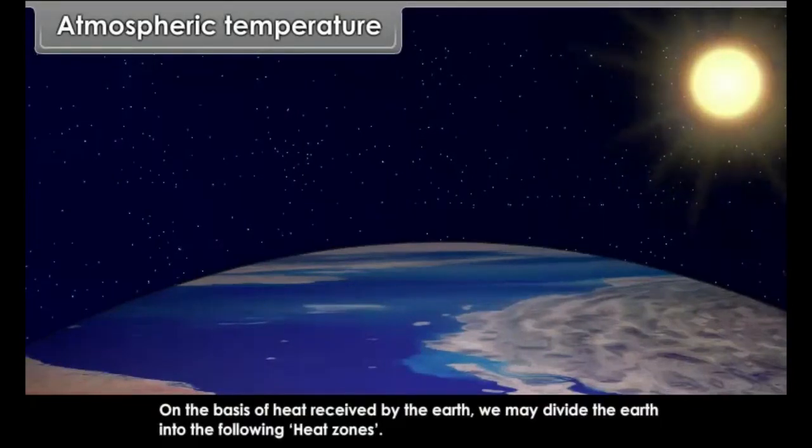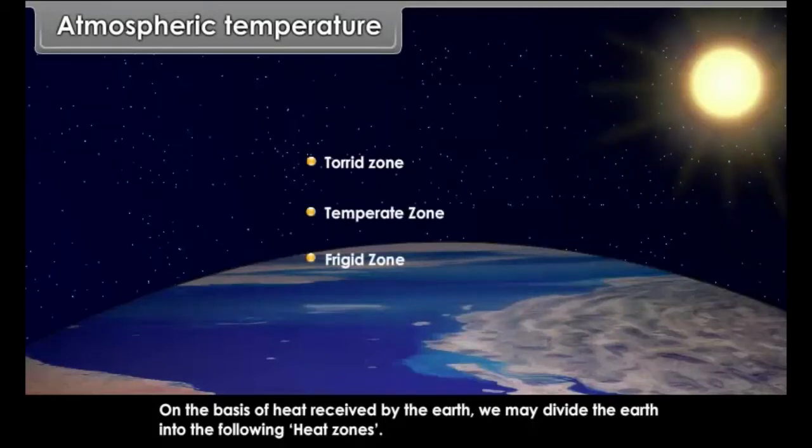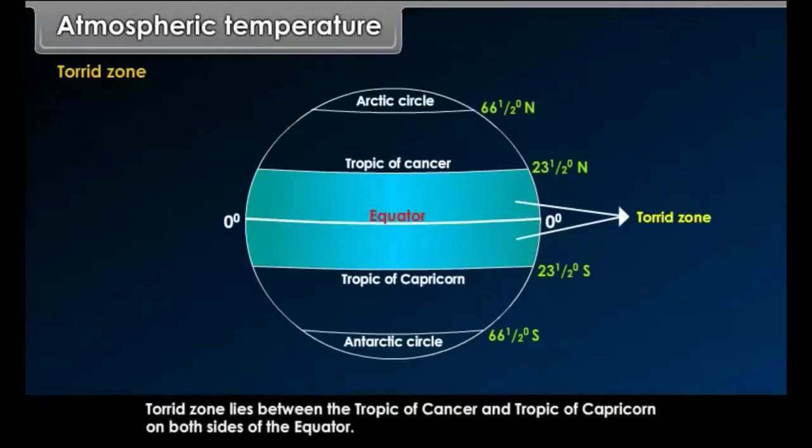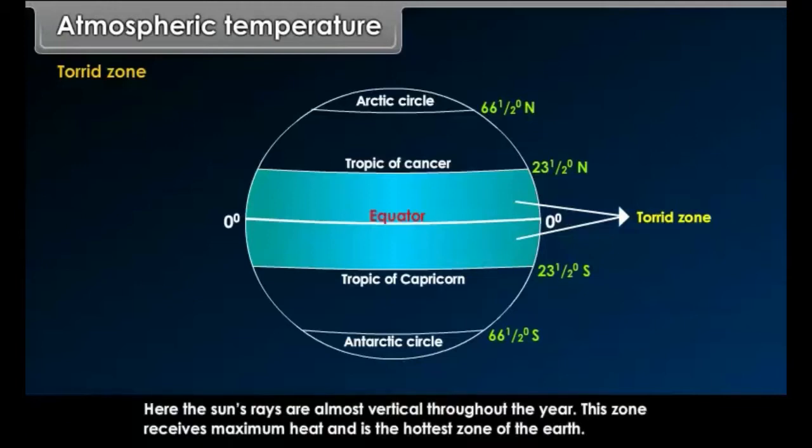On the basis of heat received by the Earth, we may divide the Earth into the following heat zones: Torrid Zone, Temperate Zone, Frigid Zone. Torrid Zone. Torrid Zone lies between the Tropic of Cancer and Tropic of Capricorn on both sides of the equator. Here, the sun's rays are almost vertical throughout the year. This zone receives maximum heat and is the hottest zone of the Earth.